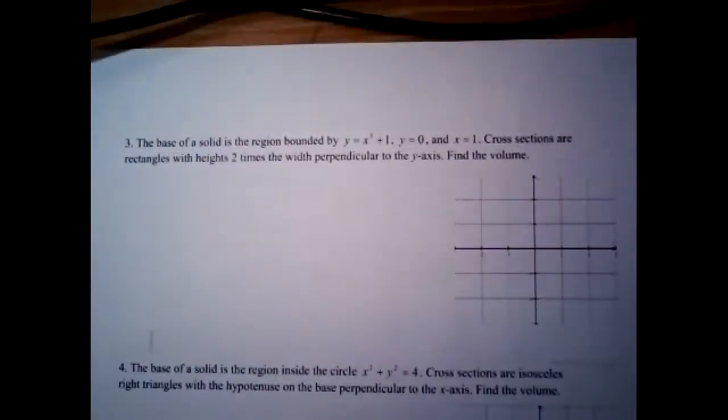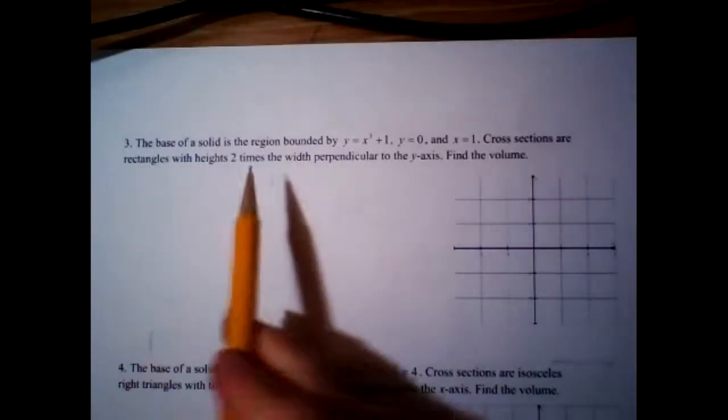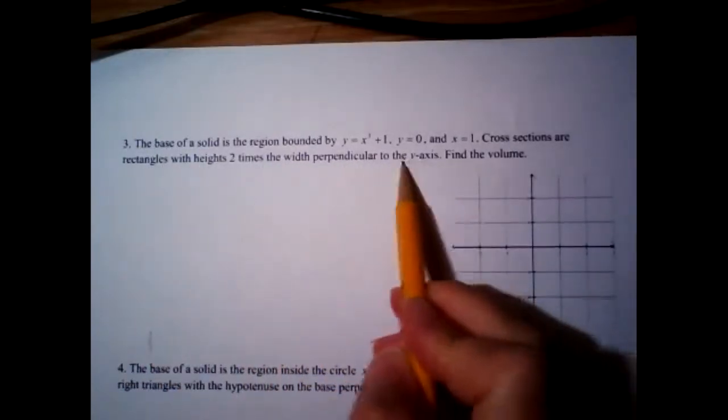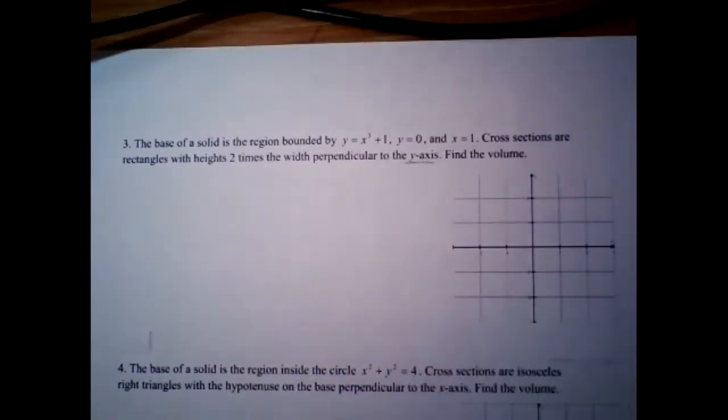All right, number 3, the base of a solid is the region bounded by all these graphs. Cross sections are rectangles with heights that are twice the width, perpendicular. Oh, this says perpendicular to the y-axis. This is going to be a dy problem.